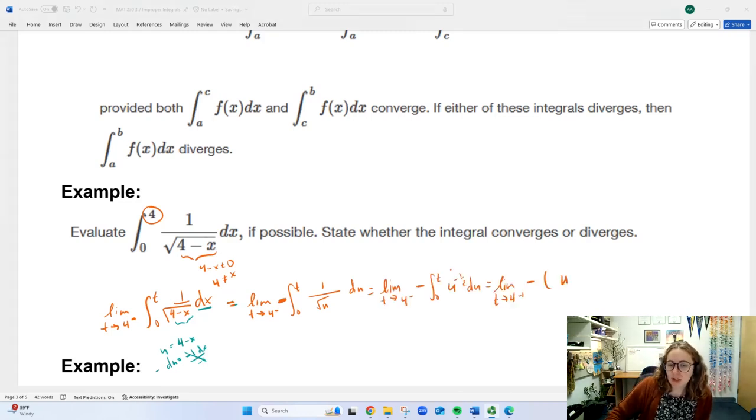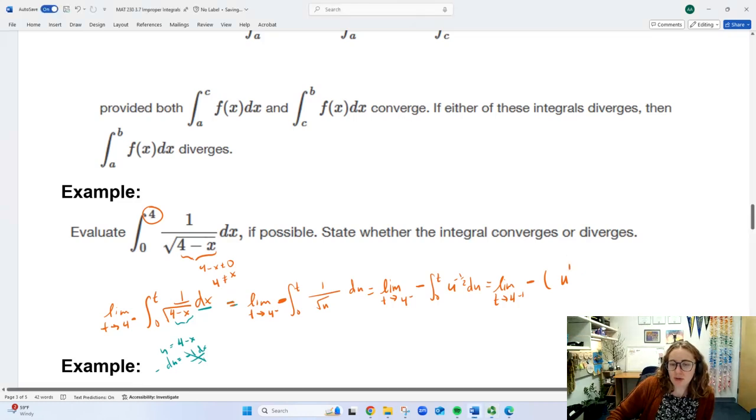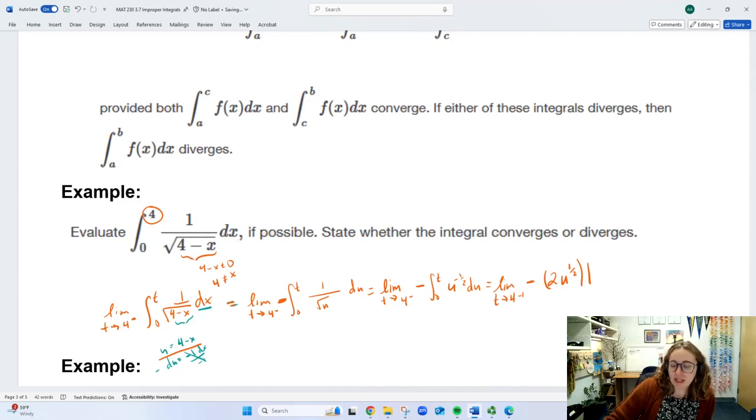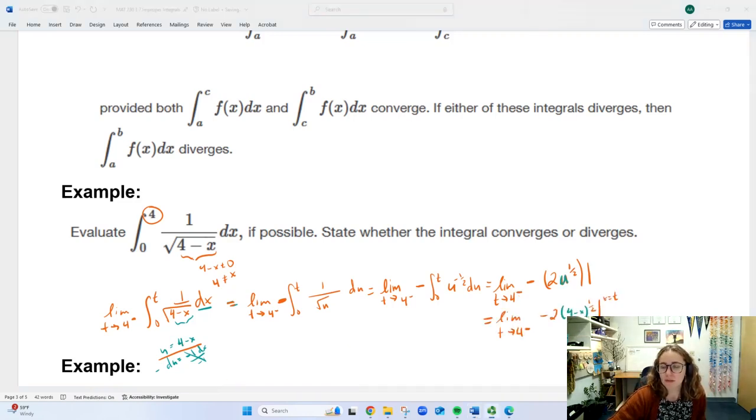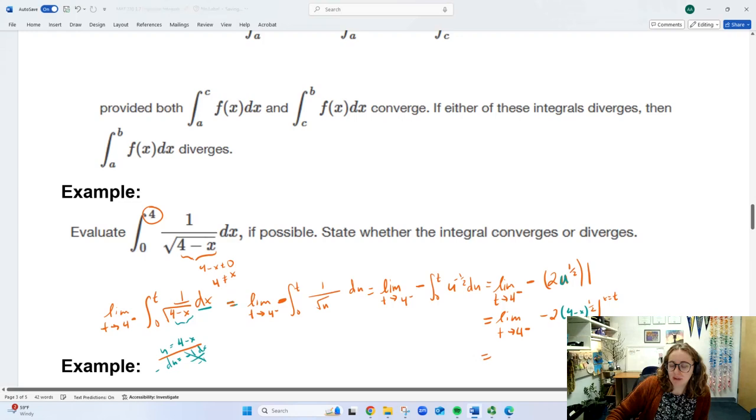So the integral of u to the -1/2 is going to be u to the 1/2, dividing by 1/2 or multiplying by 2. Now I just need to resubstitute what I had in for u over here. So I'm going to replug in 4 minus x for my u. And even though I'm approaching this from my left-hand side approaching 4, I can still just plug in my t and my 0 here for my x, and then let's take a look at the limit.